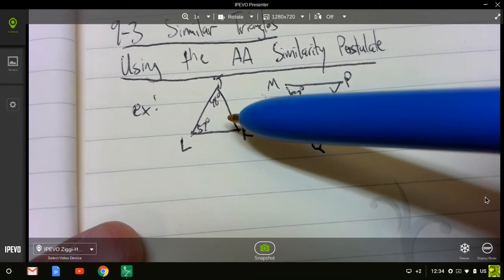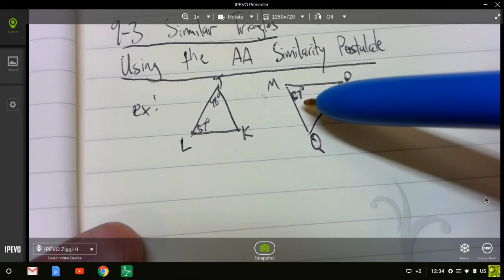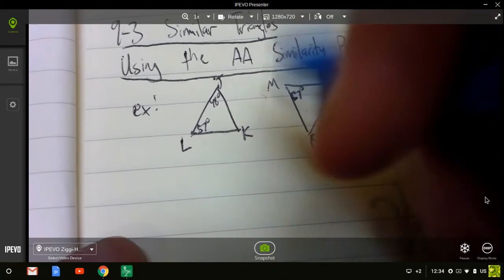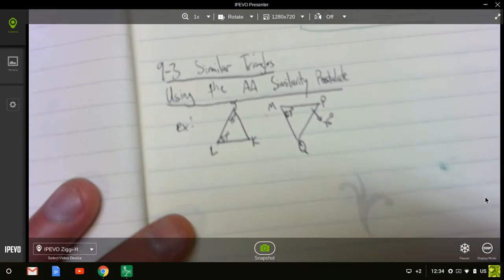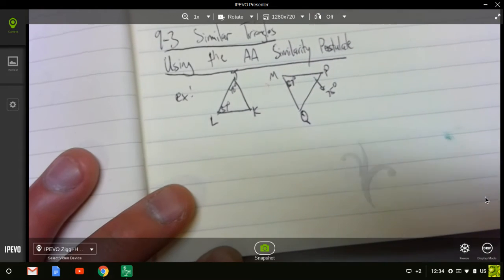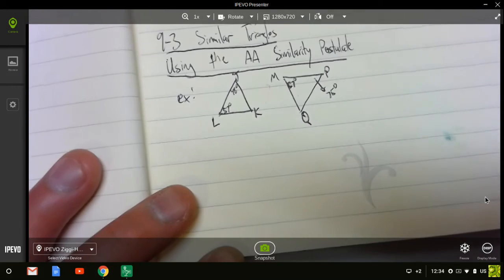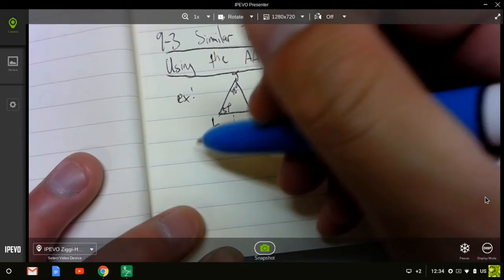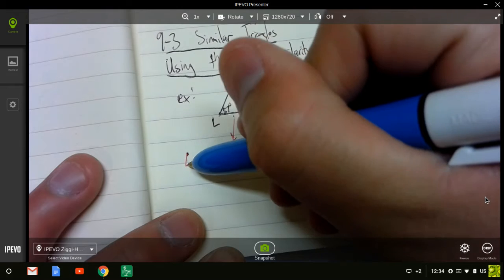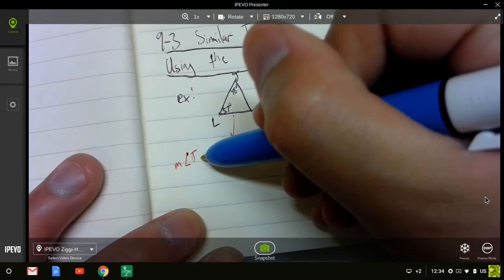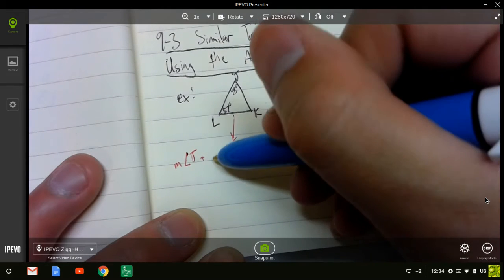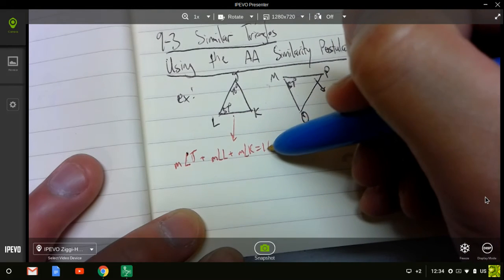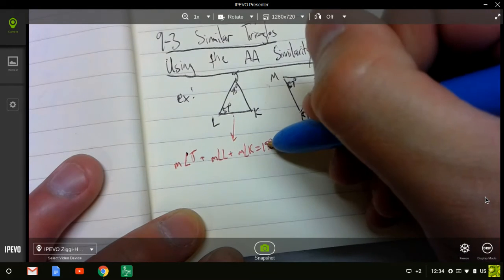Ask yourself, please, what do all interior angles of a triangle have to add up to? Well, they have to add up to 180 degrees. So meaning this triangle here, the only angle measure that we don't have is K. So we can write out that the measure of angle J, the measure of angle L, and the measure of angle K all have to add up to 180.